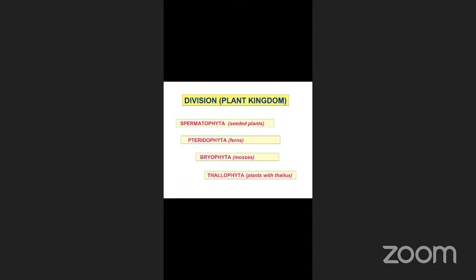Next, angiosperms are divided into two categories, that is dicotyledons and monocotyledons. Di and mono.